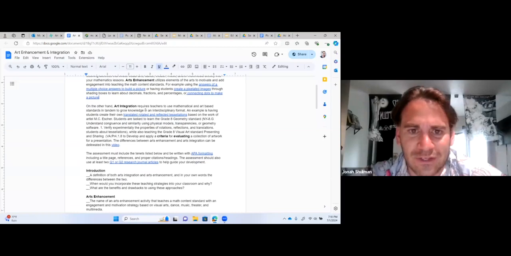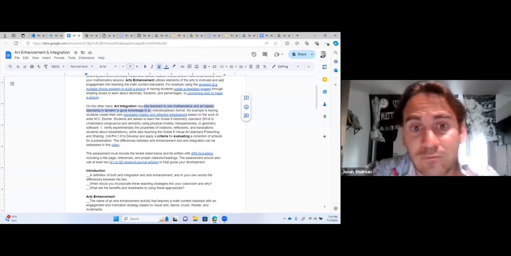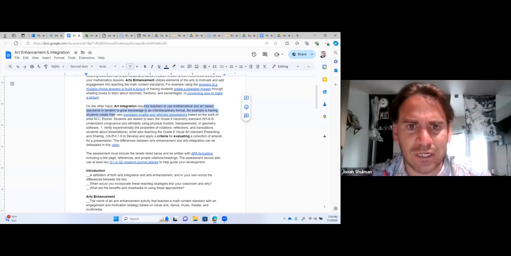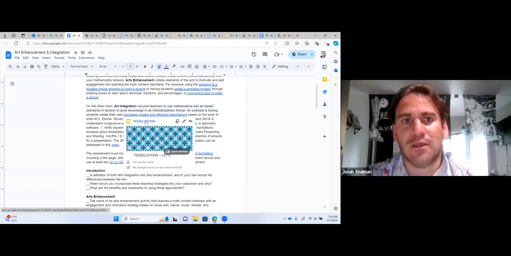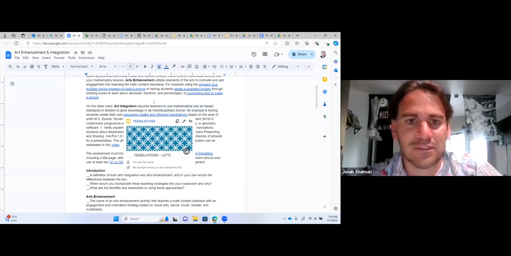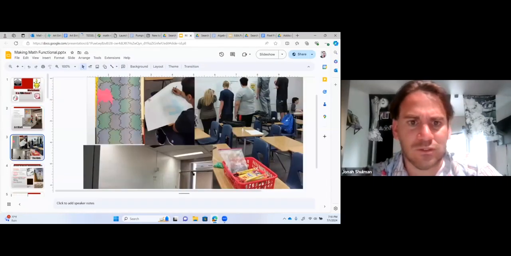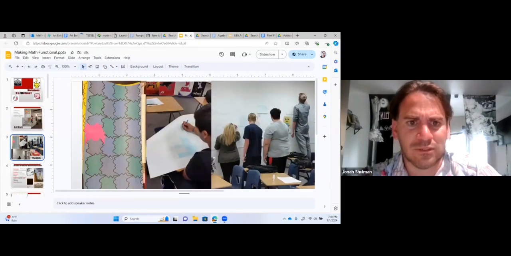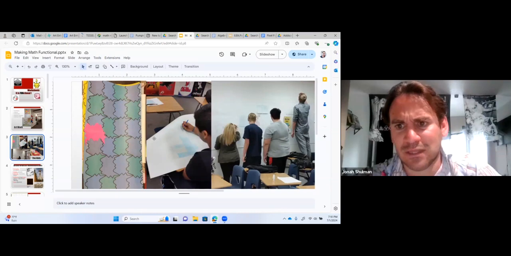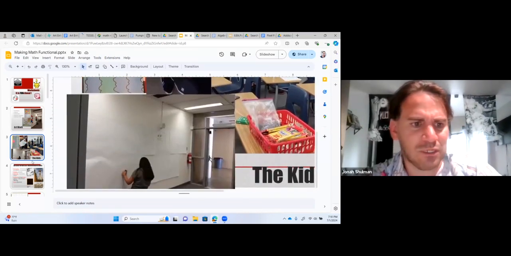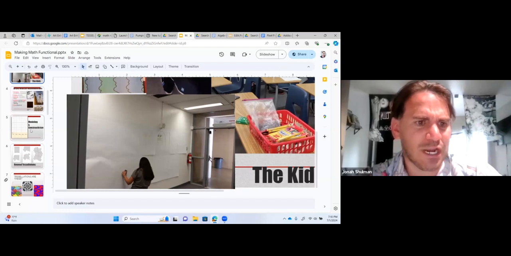Now, art integration, on the other hand, you actually teach the art. So you teach the art standards and the math standards in tandem for an interdisciplinary format. So an example is having students create their own tessellations. Now, I've done tons of tessellations with my students. Here's a picture of one. That was their tessellation. It's just slid, but it's nothing crazy. These were some of my students actually working on stuff.